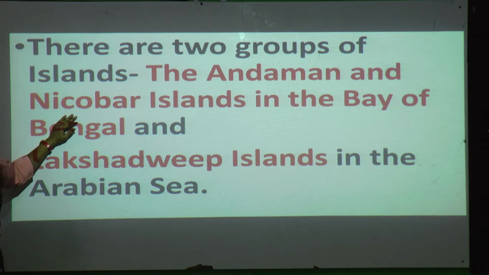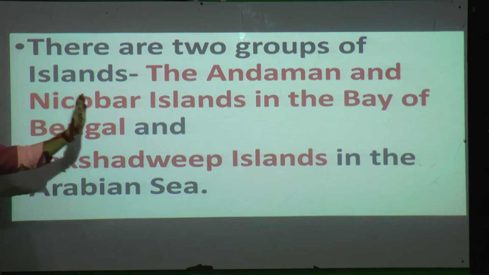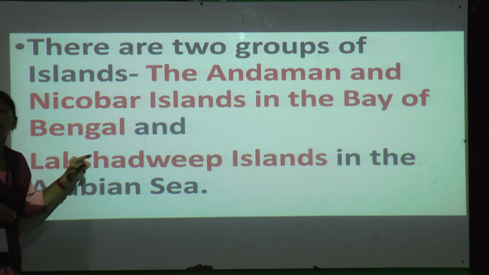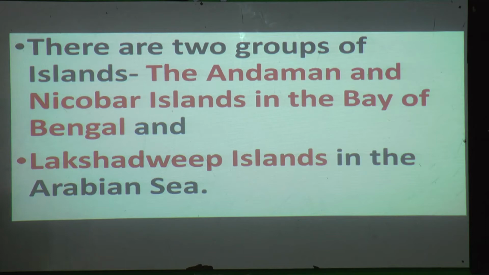Okay, now tell me, children, where is the Bay of Bengal? Yes, it is on the east side. Correct. Now, on the east side, what islands do we have? We have the Andaman and Nicobar Islands. Now, where are the Lakshadweep Islands? Yes, the Lakshadweep Islands are on the side of the Arabian Sea.